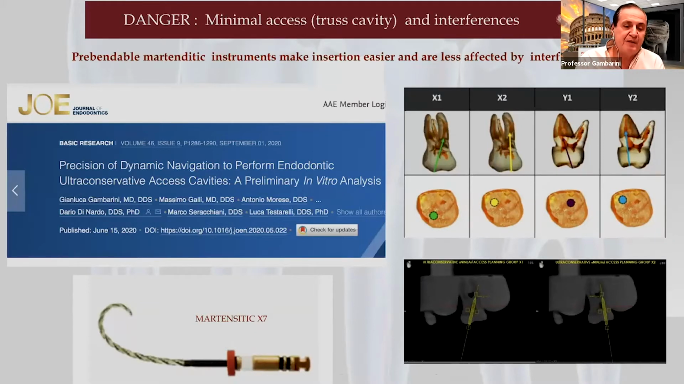Some people also use prebendable martensitic instruments to make insertion easier and less affected by interference. So this is also happening for this kind of instrument. Actually, we don't have time today to discuss all about this, but when you have some interference, or for example when you don't have vertical space because the patient doesn't open the mouth enough, the fact that you can pre-bend your instrument like the X7 is a big advantage because it's way easier to insert the instrument inside this complex situation.